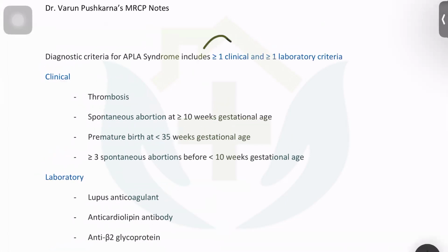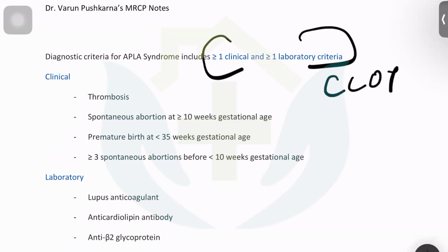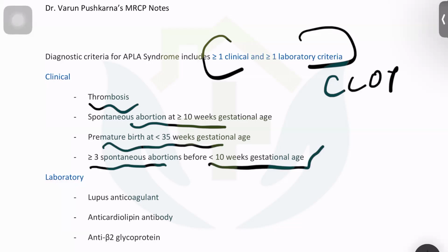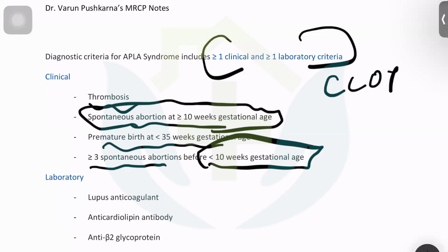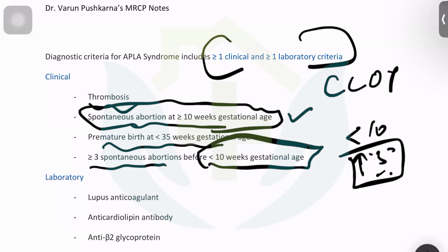Diagnostic criteria, more than one clinical, more than one laboratory. Clinical is anything from clot, that is thrombosis, spontaneous abortion, premature birth, more than 3 spontaneous abortion before 10 weeks. This is very important. Spontaneous abortion more than 10 weeks is one criteria, less than 10 weeks, but it has to be more than 3. So, if it is more than 3, but before 10 weeks have set in, that is first trimester, very early abortion, it needs to be more than 3 episodes.